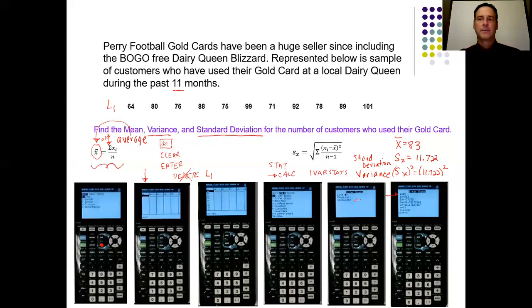11.722 squared gives me about 137.4. Okay, so 137.4, about. Maybe put an about sign there. Now, what is standard deviation? All right, we know what the mean is. Means the average.